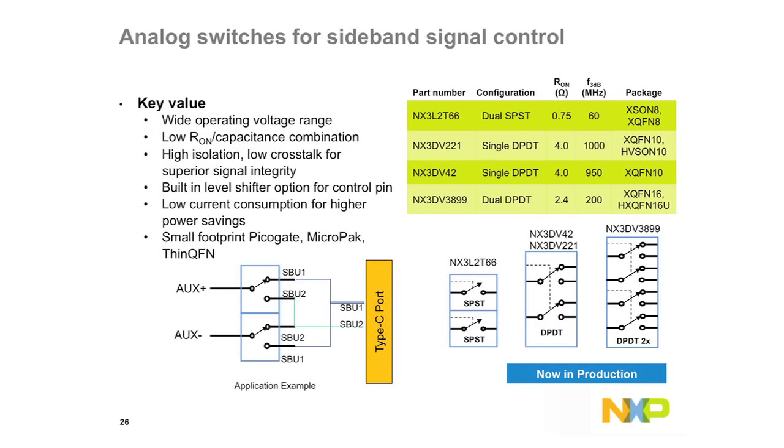And then for the sideband signals, when you send out DisplayPort, you'll need to switch your AUX signals appropriately as well. So we have a big portfolio of very generic analog switches that can be used to switch any sideband signals going through the Type-C as well.